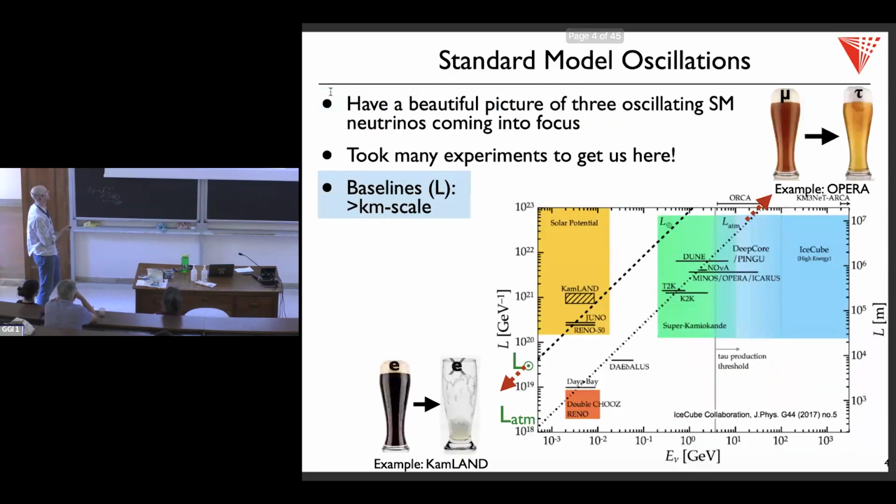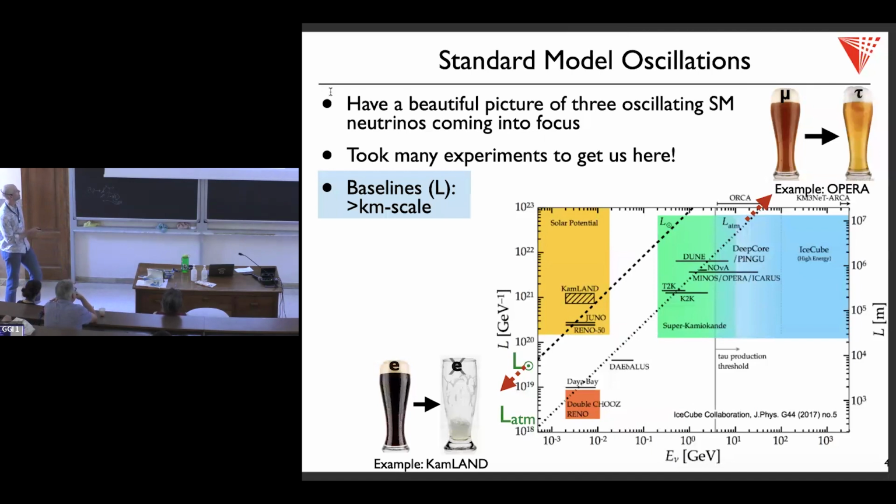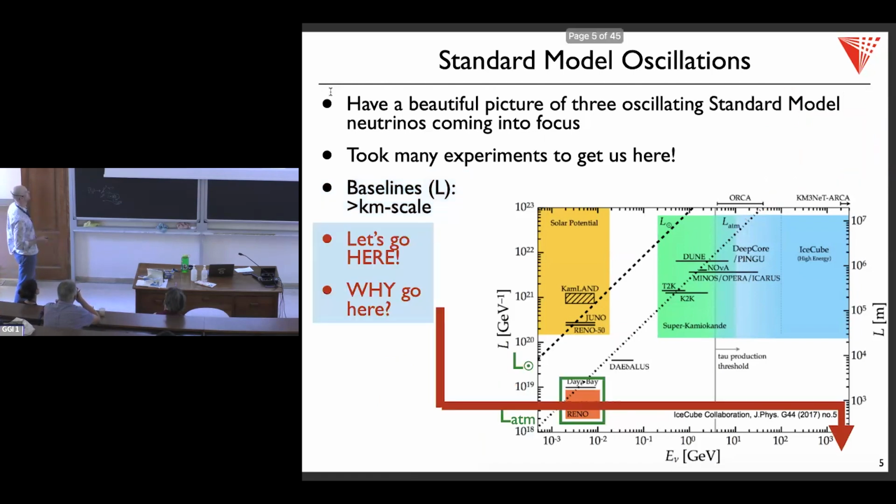Here's a couple of example experiments. Oh yeah, I'm sorry, for flavors, I like drinking beer. So maybe an electron is a stout, a muon is an amber, a tau is a pilsner, right? OPERA is an example of an experiment on this diagonal. What they saw is muon flavored stuff turning into tau flavor. KamLAND is an example along this diagonal. KamLAND was sampling electron flavored neutrinos from a reactor, and they were seeing not something new, but just electron flavor disappearing. Okay, so that's your crash course in neutrino oscillations.